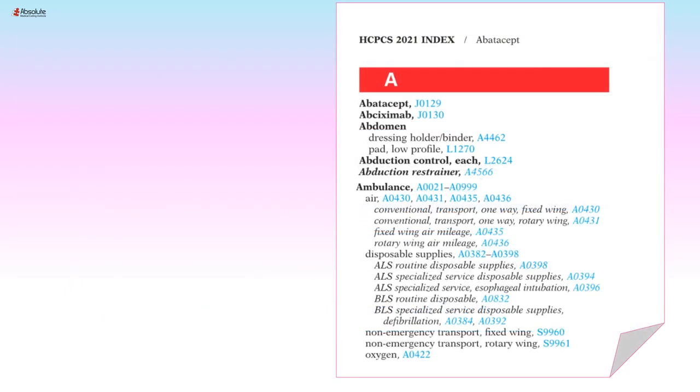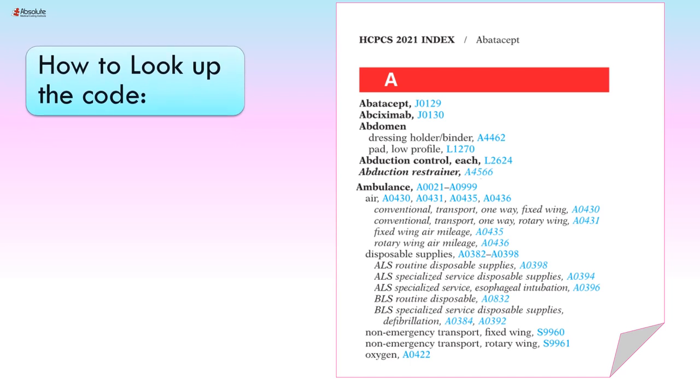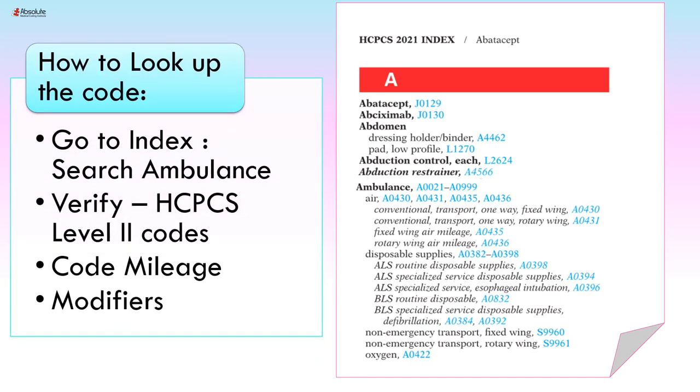All right, coders, so now that we've learned all the components that are needed to code for ambulance services, transportation services, now it's time for us to go ahead and try and look up a code. So following the steps, we have first to go to the index, make sure that you search ambulance, and from there, you can look up, see which type of ambulance is appropriate, and then again, we never code from the index, so you always have to verify that code in your tabular list. So that should take you to the A codes. And from your A codes, there you can go ahead and start looking up the code.